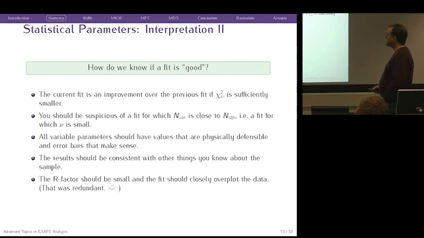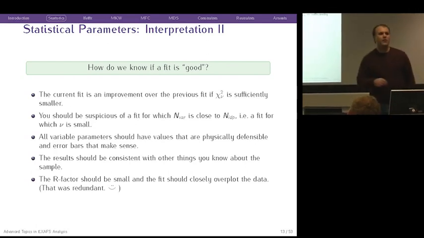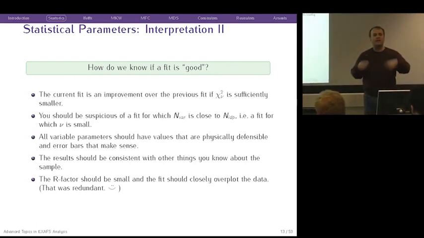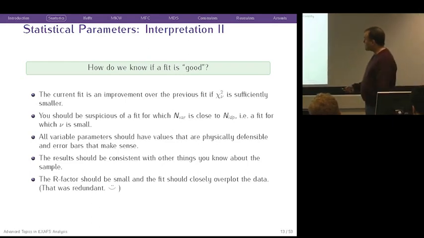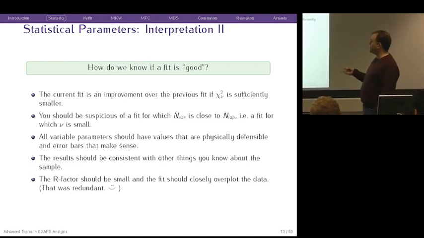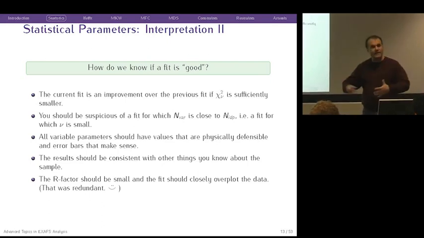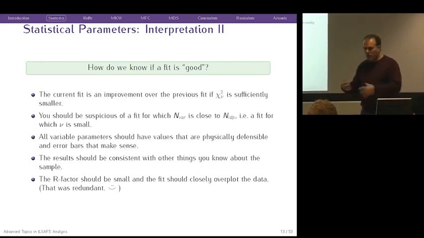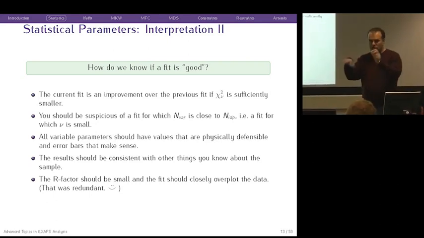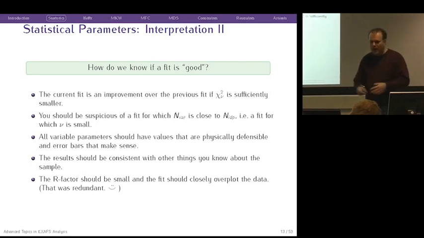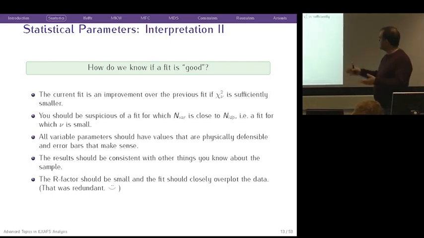So how do we know? Okay, so now I've told you what the meanings of all the numbers are. How do we actually say that a fit is a good fit? Well, if the current fit is an improvement over the previous fit, you can determine that if chi-squared gets smaller. So you know that you're moving towards a good fit. If you start changing the parameters in some reasonable way and reduced chi-squared just doesn't change, then you've probably gotten to the end of the road, and that's as good as your fit is going to get.